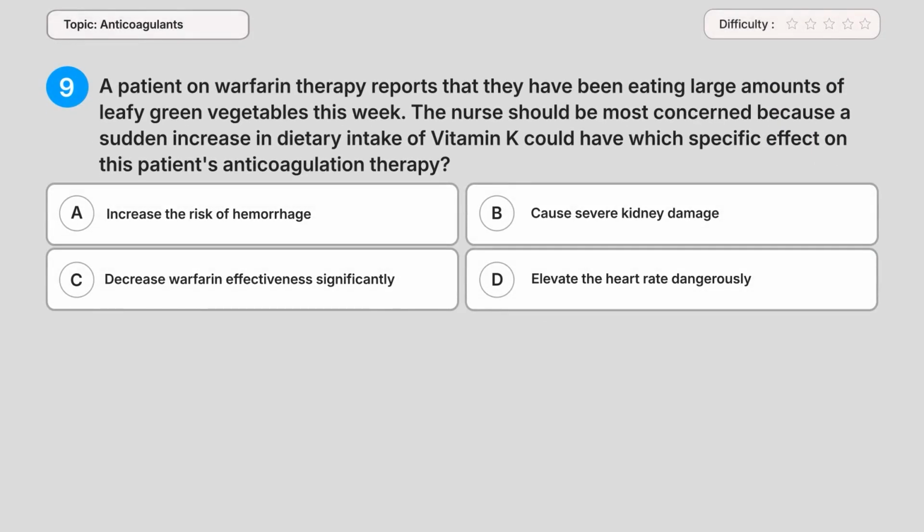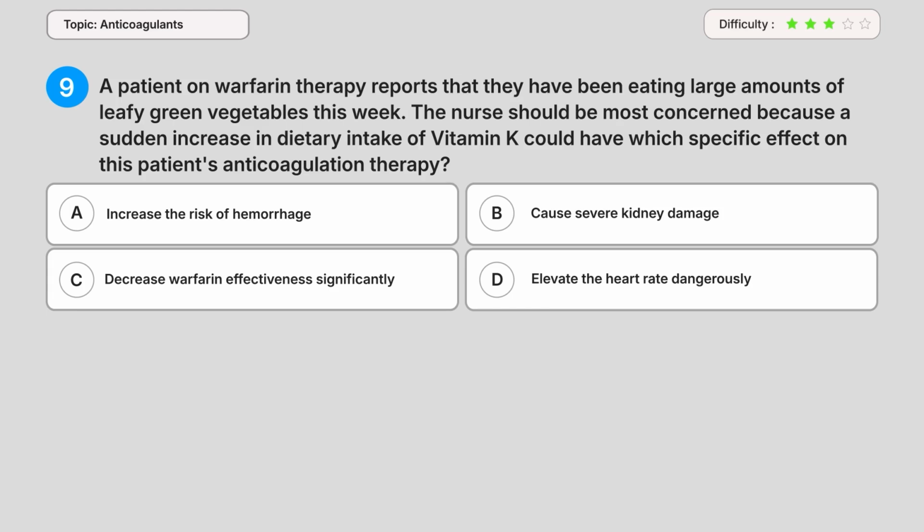9. A patient on warfarin therapy reports that they have been eating large amounts of leafy green vegetables this week. The nurse should be most concerned because a sudden increase in dietary intake of vitamin K could have which specific effect on this patient's anticoagulation therapy?